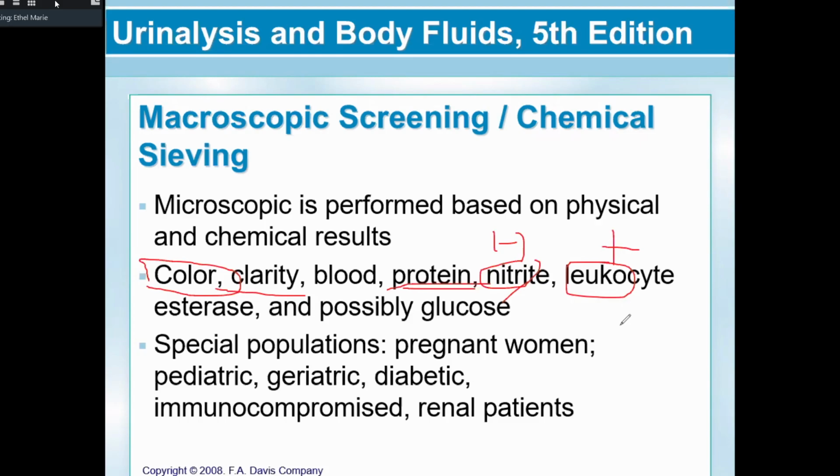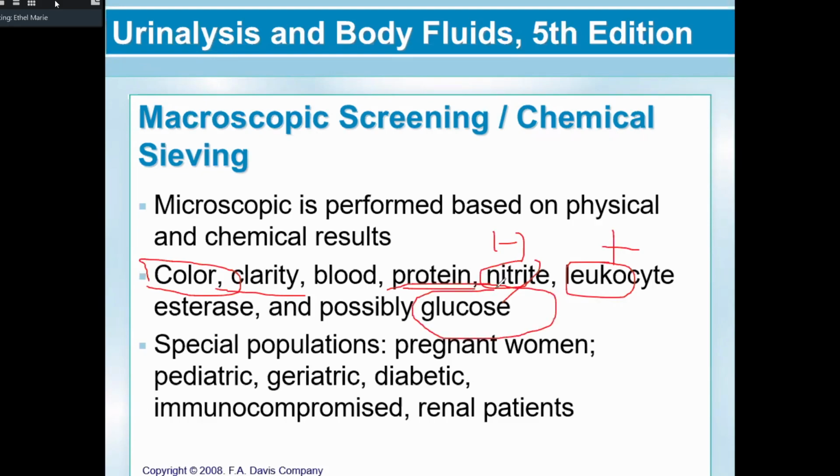So that's a false negative for your leukocyte esterase in the chemical exam. Why? Because you saw white blood cells in the microscopic exam, but they are crenated. Okay? So that may still indicate a true infection. What else? The presence then of your glucose.